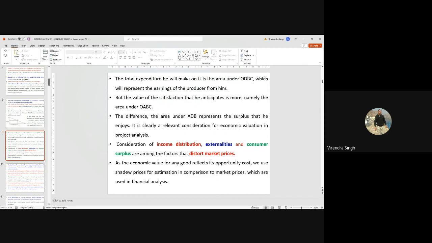So the economic value of any good reflects its opportunity cost. For the estimation of opportunity cost we use shadow prices, in comparison to market prices, which are used in financial analysis. For economic analysis, we need the exact economic valuation of the resources, while for financial analysis we need the market prices. So market prices are used for financial analysis, and economic prices, economic value, shadow prices or the opportunity cost are used for social benefit cost analysis or economic valuation.